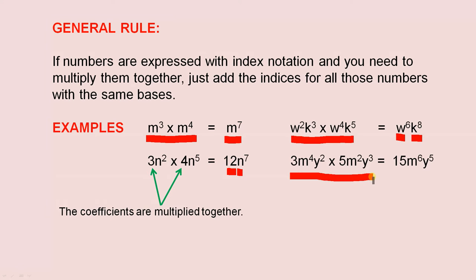Now here's a good little calculation. Let's look at the coefficients first. 3 fives are 15. There. M to the 4th times m squared is m to the power of 6. You add the two indices, 4 plus 2 is 6. Y squared by y cubed is y to the power of 5, because 2 plus 3 is 5.